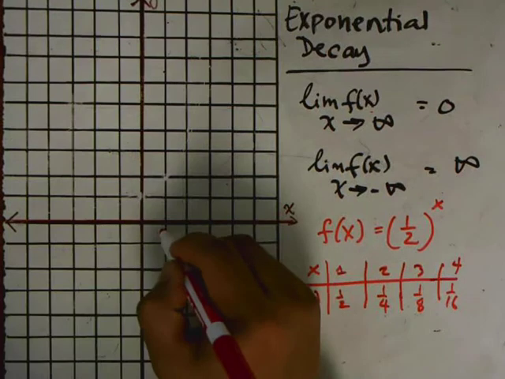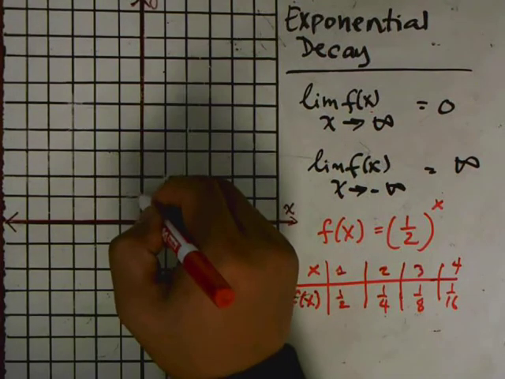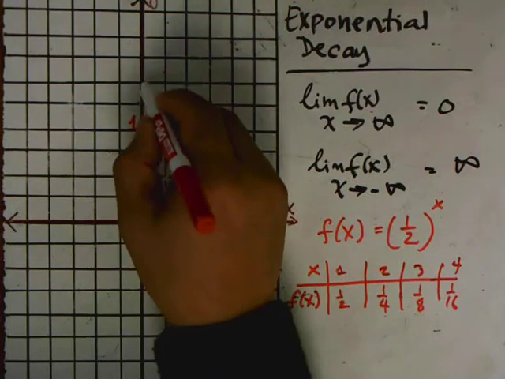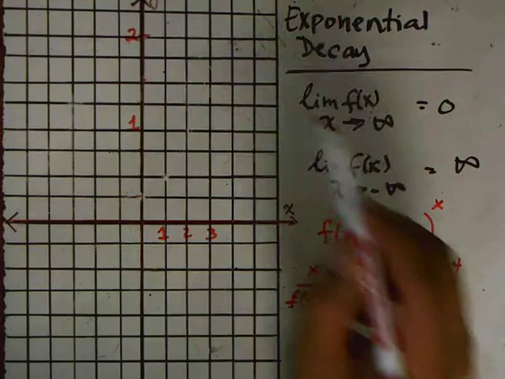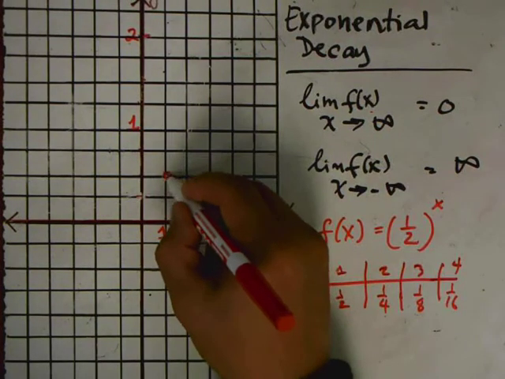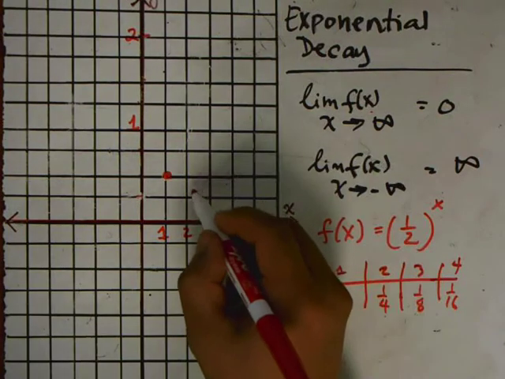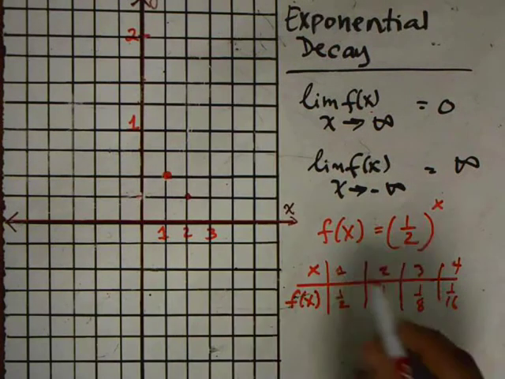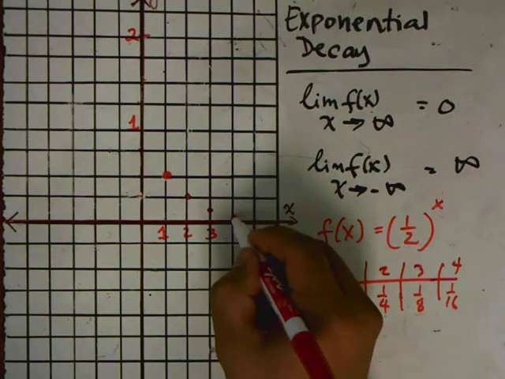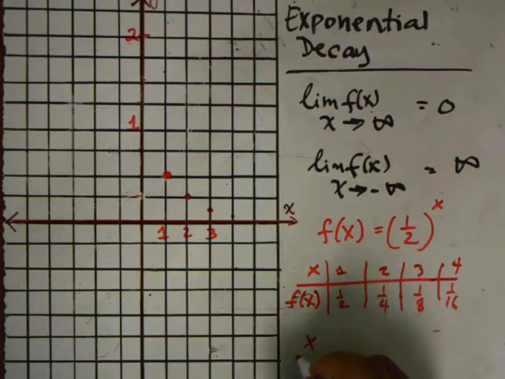If I were to graph this, I'll make the x-axis 1, 2, 3, 4 increments. This is 1, this is 2. So at 1, 1/2, that's right here. At 2, 1/4, that's right here. At 3, 1/8. At 4, 1/16.